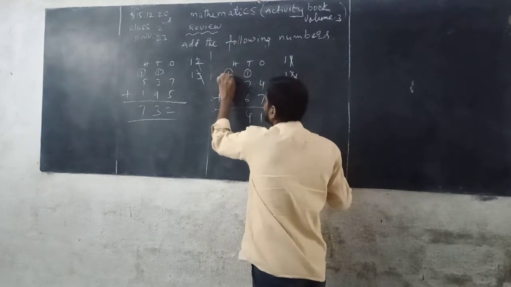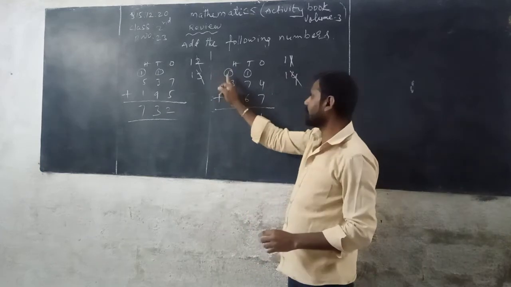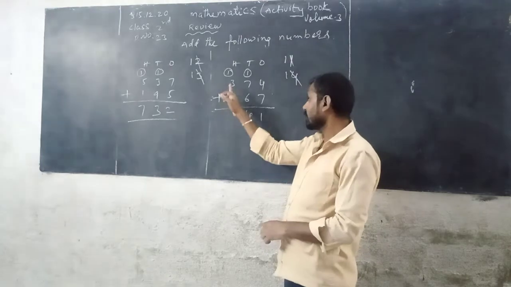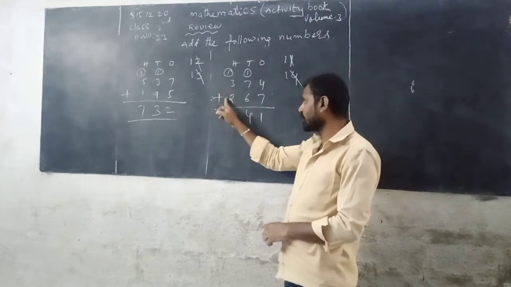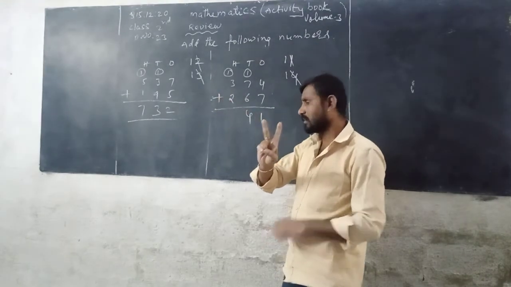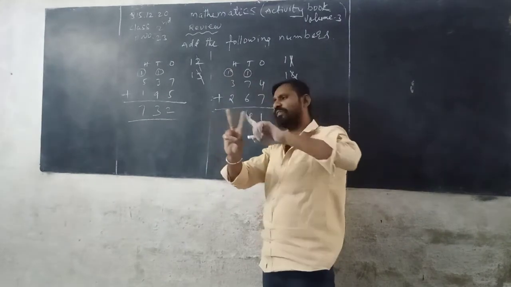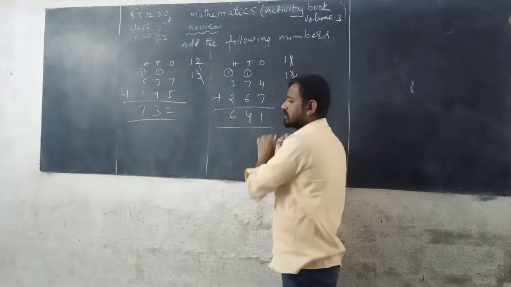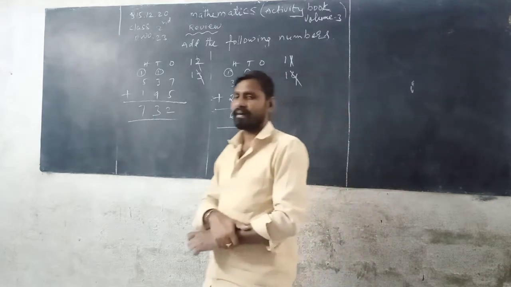Now next, 1 plus 3, 4. So how many fingers do I have to take? 2 fingers. You count 1 plus 3, 4 after 2 fingers, no? 4 after 5, 6. Sum is equal to 641.